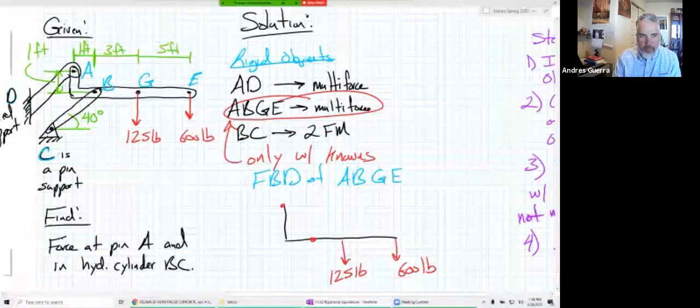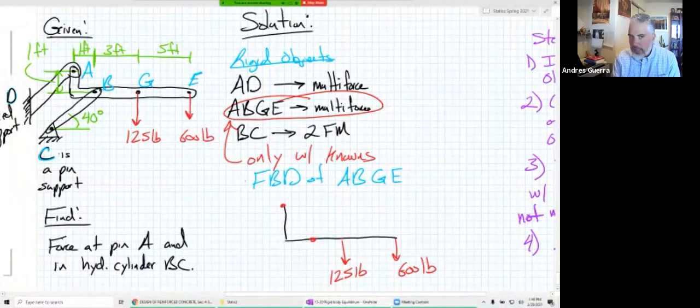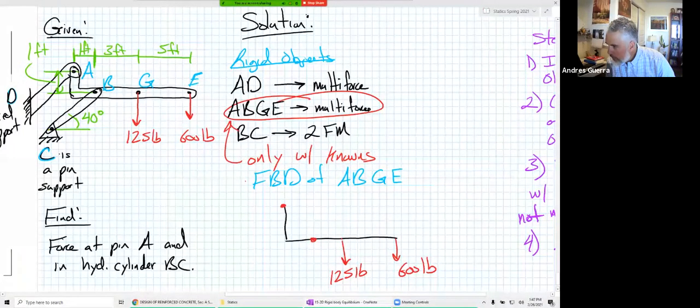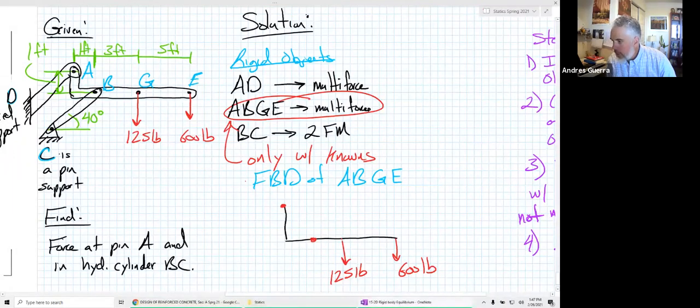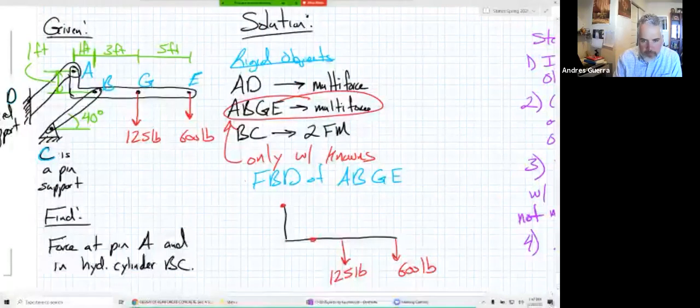So what are we going to put there? How many unknowns? Because we haven't talked about how many unknowns this is going to have. Hopefully it doesn't have too many unknowns, right?